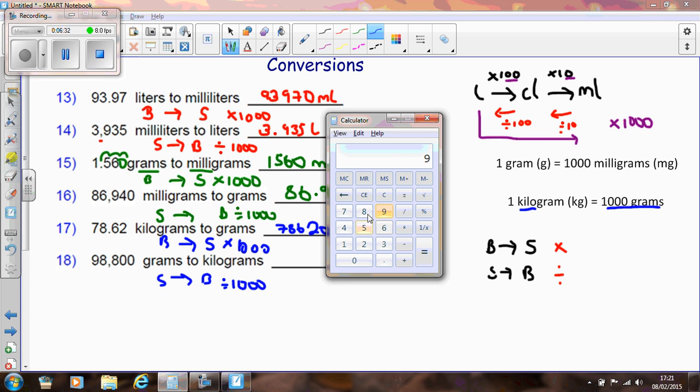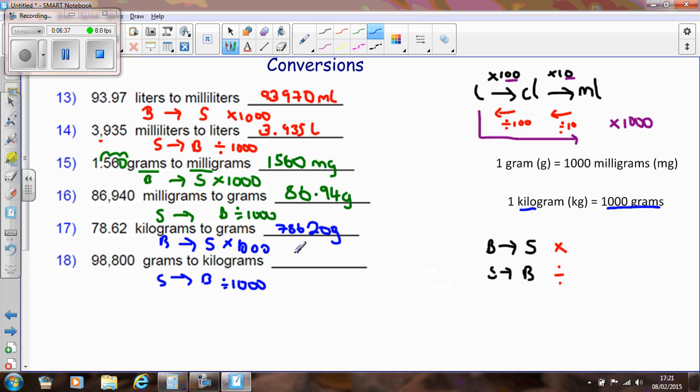And then 98,800 divided by 1,000 gets you 98.8, and the answer is in kilograms. Again, you can see you've moved the decimal place, so it's here at the moment, and we've done 1, 2, 3, and it ends up there by that comma. So that's how you convert between those different measurements.